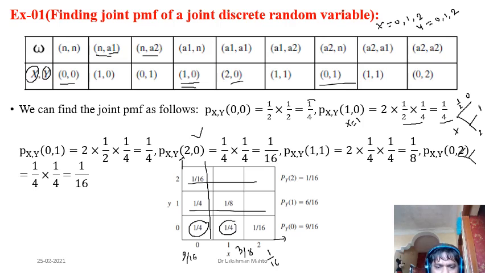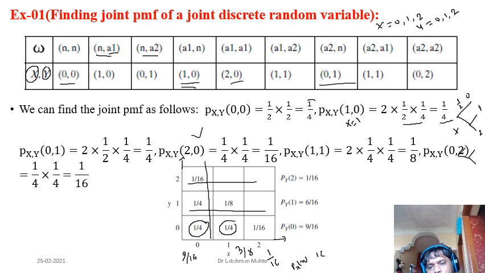Sum it up further, you will come to know. Sorry, it will be 9. Sum it up, you will get that it is satisfying 6, that normalizing condition. So you can verify that 9 plus 6 plus 1, that means 16. So sum it up, it is giving 16 by 16. So marginal PMF of x, P_X(x), is again a probability mass function.